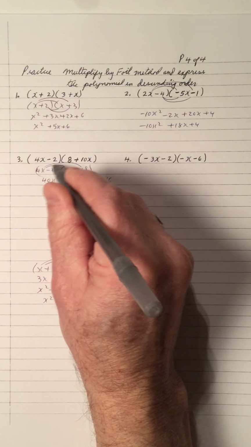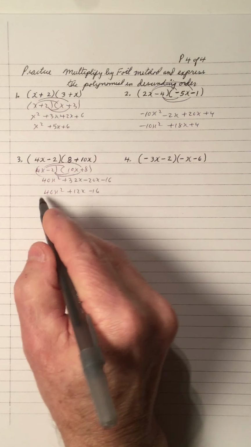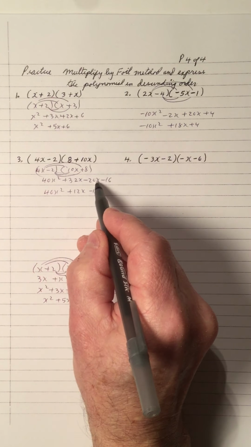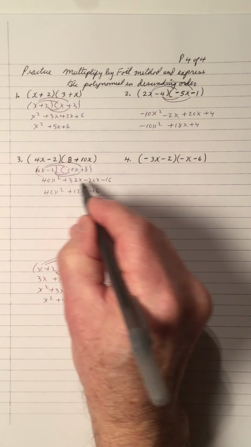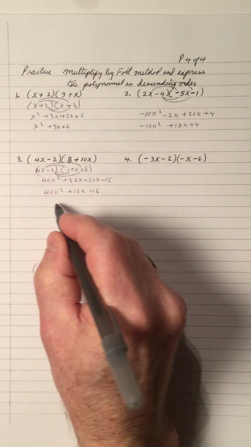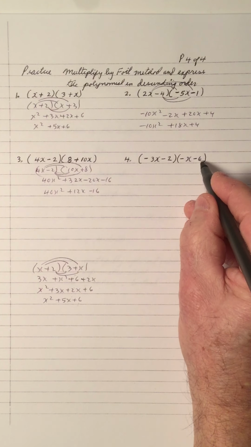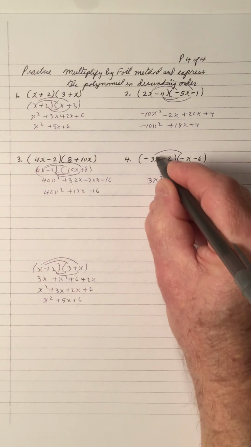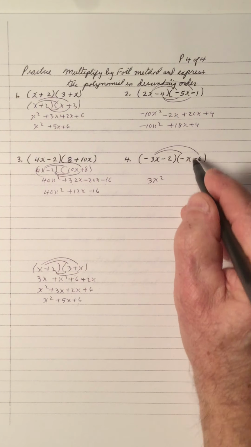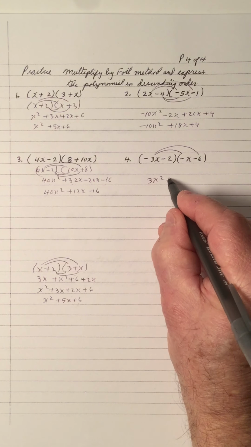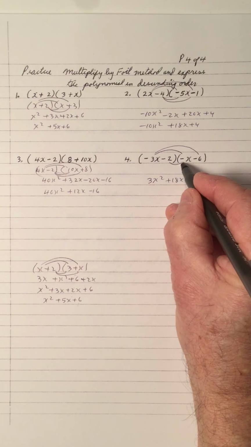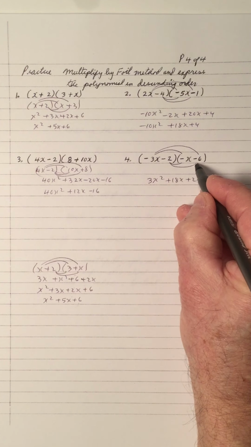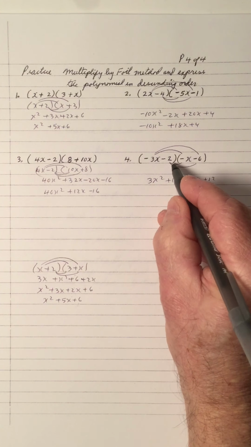Notice, first, outside, inside, last. First, outside, inside, last. There they are. That's a first, that's an outside, that's an inside, and that's a last. And then I add up. They're in descending order. First, it's 3x squared. Last, that's a positive 18x. Inside, positive 2x. And a plus 12. Remember, I'm multiplying.